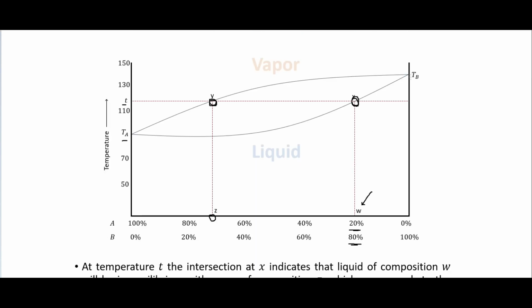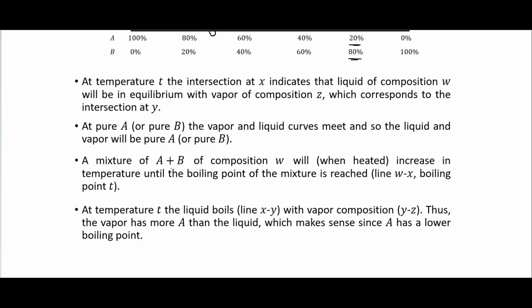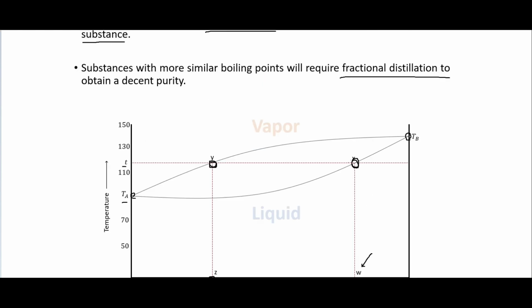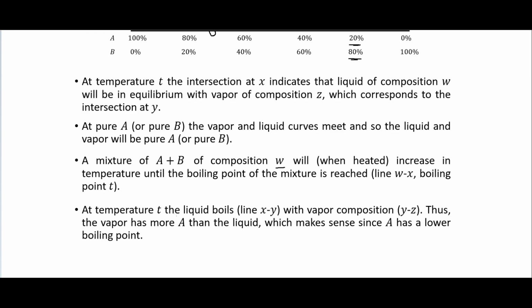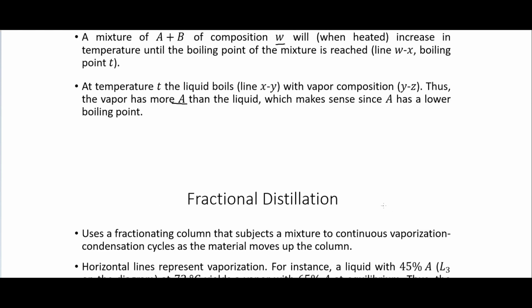So that's just saying if it was 100% B and we were boiling it, we would just have the liquid and the vapor be 100% B, and the same would go for A. So for a mixture of A plus B, the composition W will, when heated, increase in temperature until the boiling point of the mixture is reached. That's right here. And at temperature T, the liquid boils and the vapor composition has more A than the liquid, which makes sense since A has the lower boiling point.